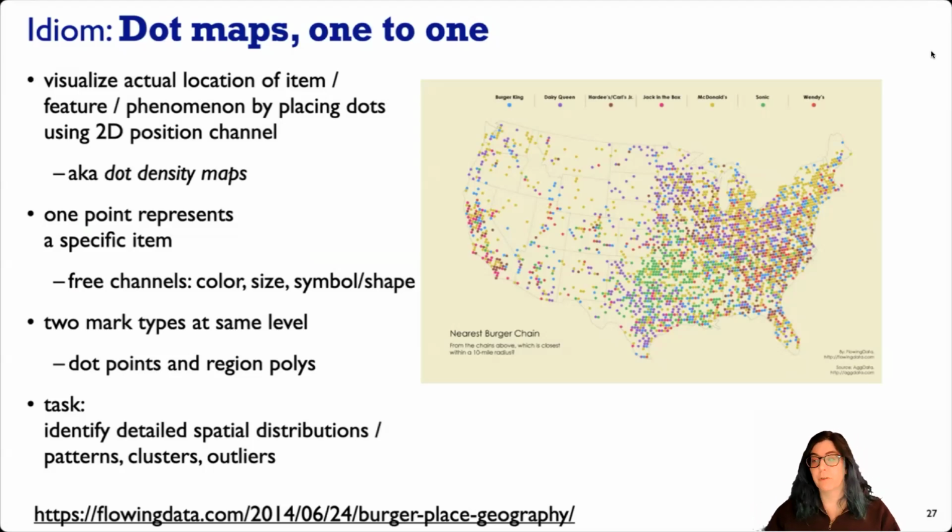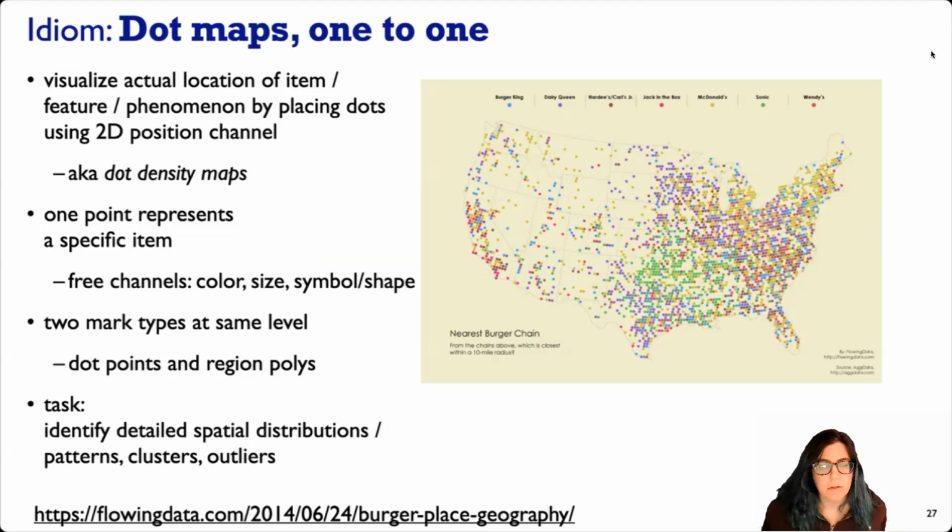Confusingly, sometimes these are called dot density maps, but I'm going to focus on calling them one-to-one dot maps. So a point is representing a specific item. You're free to color code, size code, simple shape code. Now in this case, like with the symbol maps, we have two mark types. There's those base polys, and then there's these points representing specific locations. So two mark types, the dot points and the region polys. And of course, without the region polys, you wouldn't know what the dot points meant, right? So that base map is important.